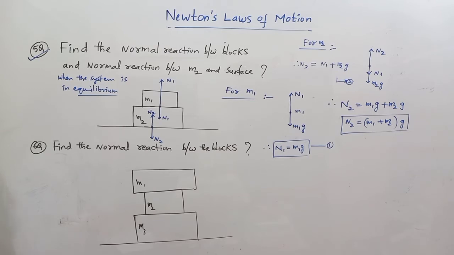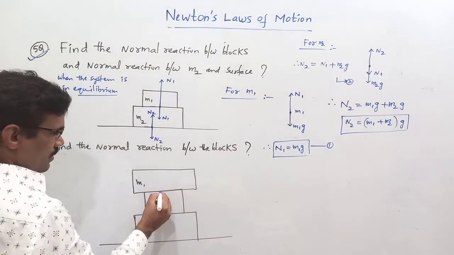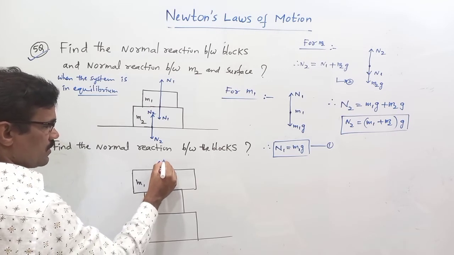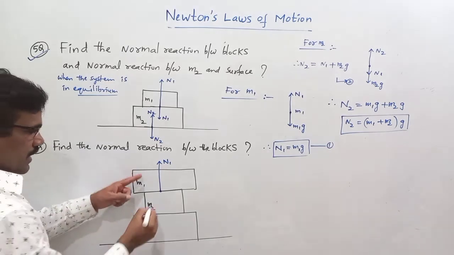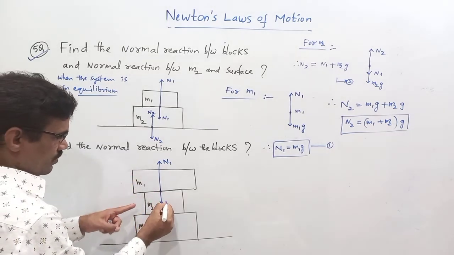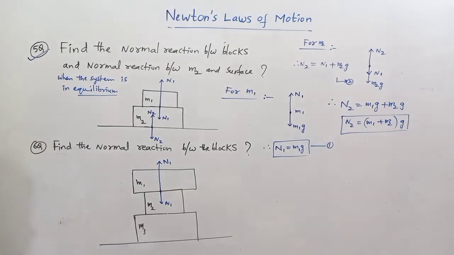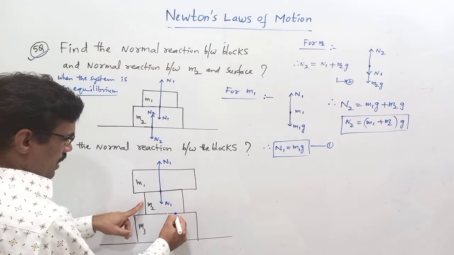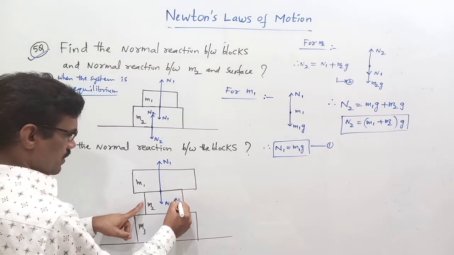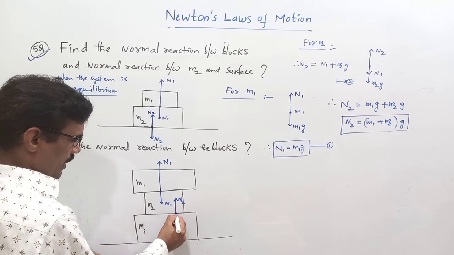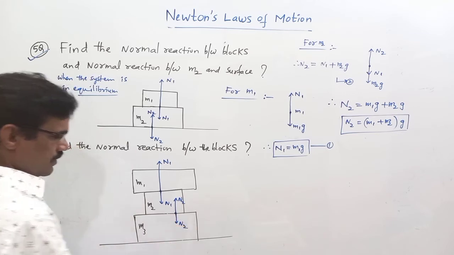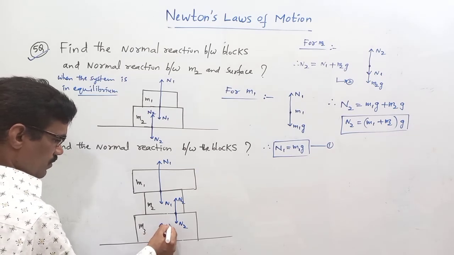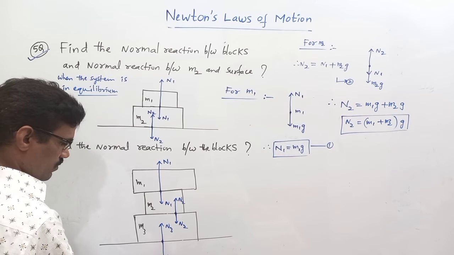Same, similar thing. So here, this is the point of contact. Normal reaction on M1 is this side. At the same time, what is the normal reaction on M2? N1 down. This is over. What about here? Normal reaction on M2, this side. On M3, this side, a normal reaction on M3. This side. On the surface, down.